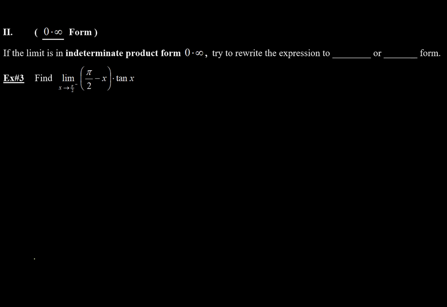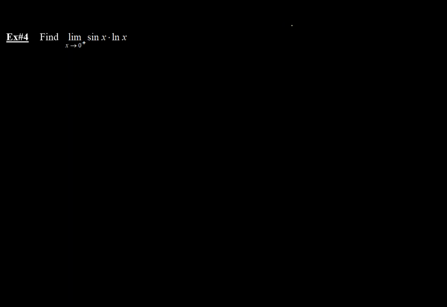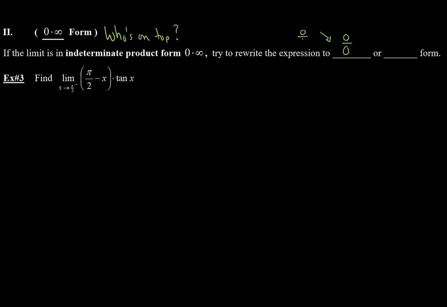All right, let's look at the next form. So this is a product form of 0 times infinity. And remember, this is the one where we play who's on top, okay? We choose one of them to be on top, and we then turn it into 0 over 0. And we get that 0 over 0 by doing 0 over 1 over infinity. Or we get it to be infinity over infinity, and we do that by doing 1 over 0 over infinity.